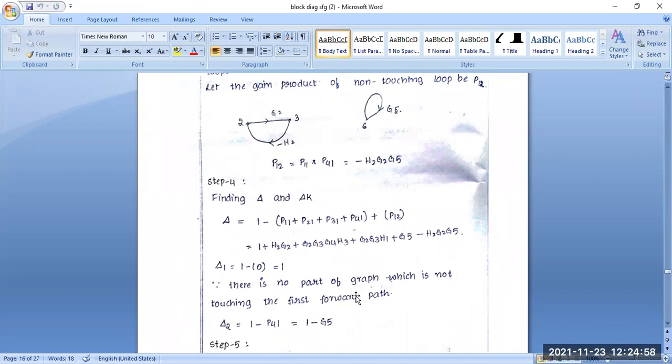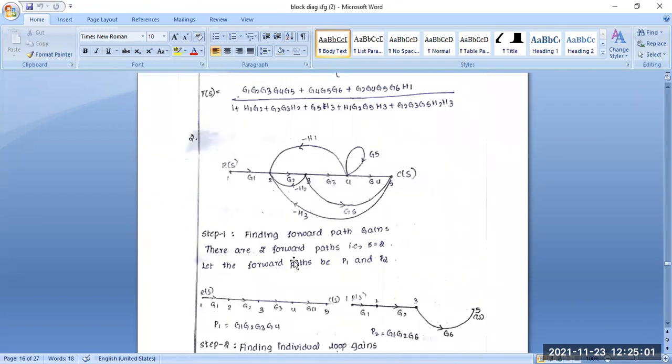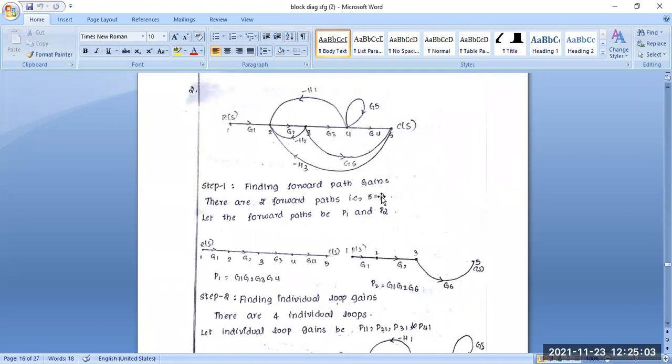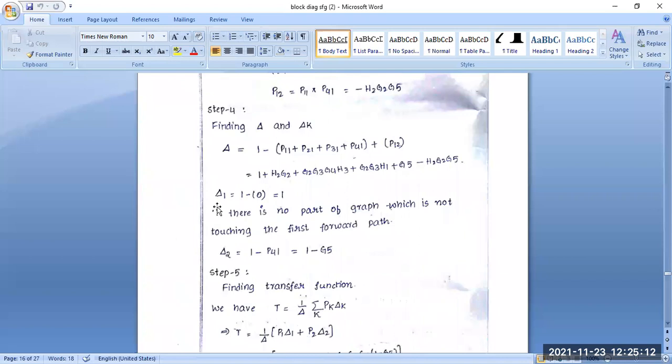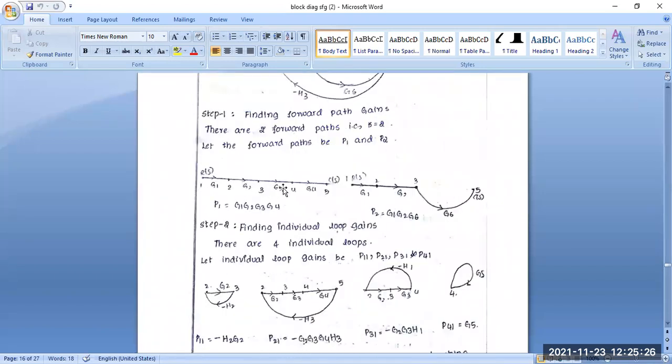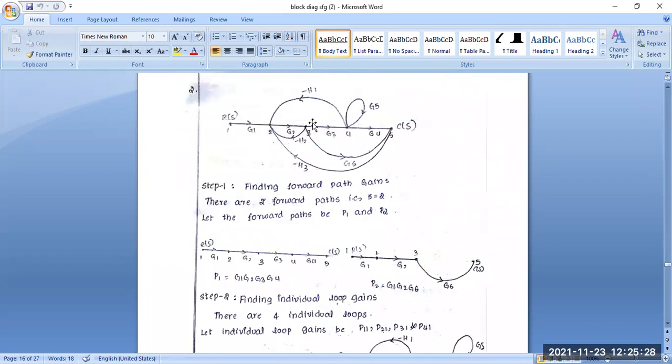So what is the path gain? We have to calculate the path gain in this problem. There are two path gains, that is k equals 2: P1 and P2, the two forward path gains. So we get delta 1 and delta 2. First, delta 1 is 1 minus 0, which equals 1, because there is no part of the graph which is not touching in the first forward path. In this diagram, this is the first forward path, and it touches every node.